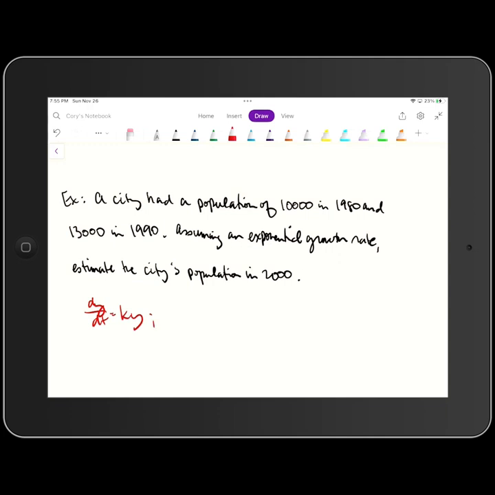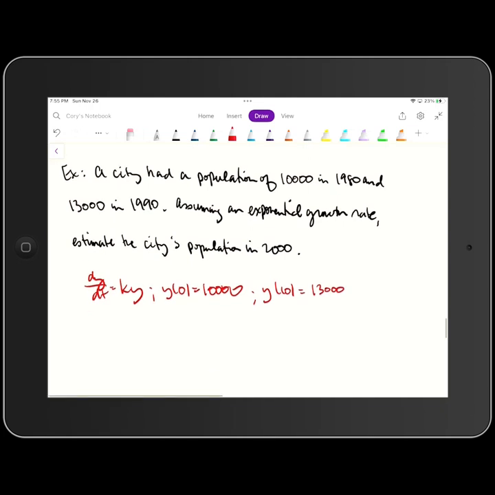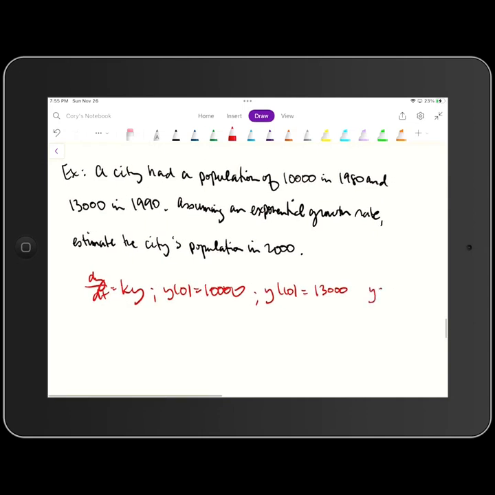So we know the initial population, y of 0, is 10,000. And then 10 years after that, the population is 13,000. So y of 10 is going to be equal to 13,000. And what this is asking us to find is the population in 2000, which is y of 20. So that's what we're solving for in this problem.